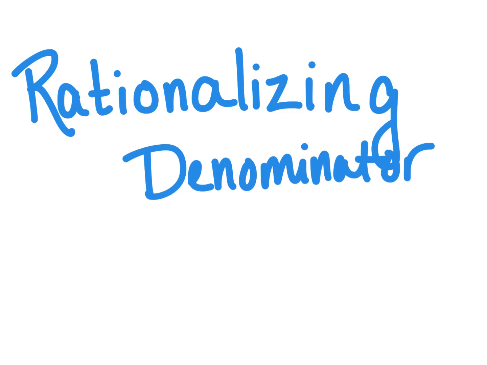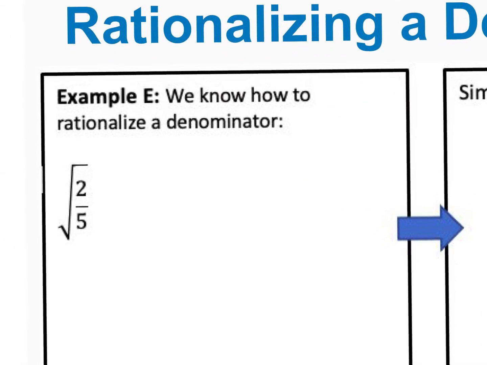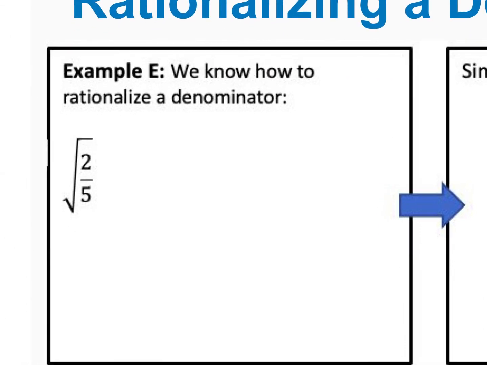Let's wrap up this lesson by reminding you of how to rationalize the denominator. We said that a radical is simplified when there's no perfect factors in the radicand, but also you can't have any radicals in the denominator. So something like this is not simplified. Let's remind you of how we simplified when we dealt with square roots.